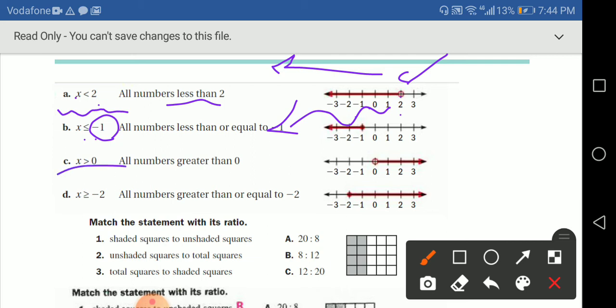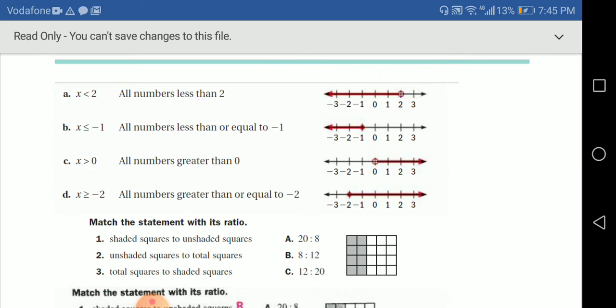Okay, x greater than 0, so I will put an open circle on 0, and my arrow will go to the right. All the values here are greater than 0, and so on. What about this one?